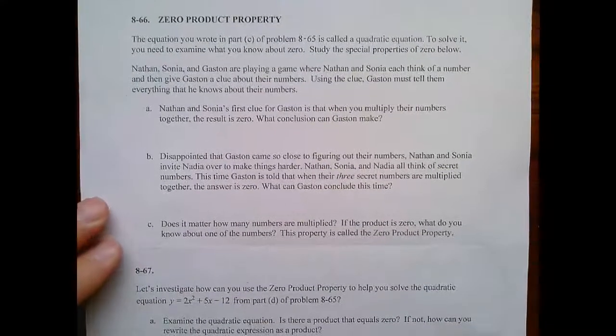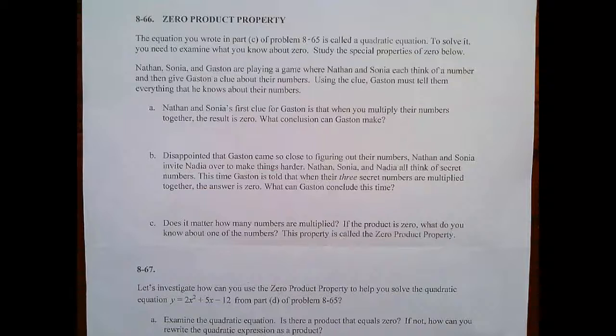So here's the situation. Nathan, Sonia, and Gaston are playing a game where Nathan and Sonia each think of a number and then give Gaston a clue about their numbers. Using the clue, Gaston must tell them everything that he knows about their numbers. So here's the situation again. Nathan and Sonia's first clue for Gaston is that when you multiply their numbers together, the result is equal to zero. What conclusion can Gaston make?